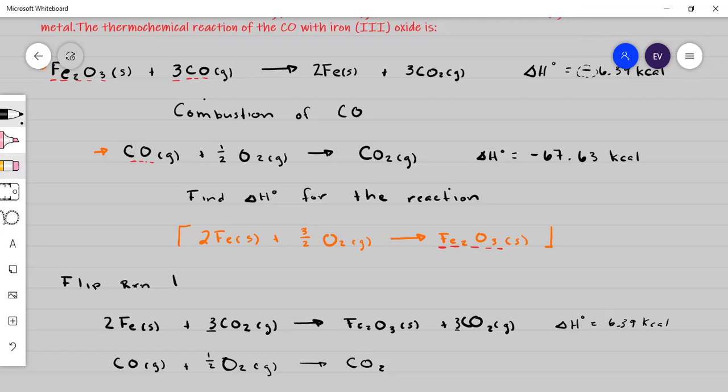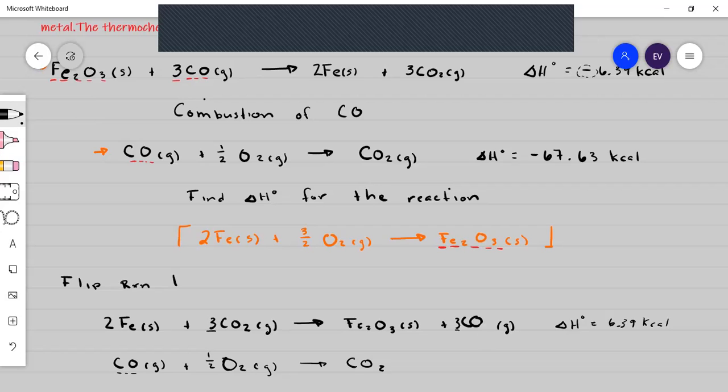Oh, that's supposed to be, yeah, I thought so. There's CO and there is CO2, right? And they're on opposite sides of the arrow. See how the CO is here and the CO is here and the CO2 is here and the CO2 is here? That's what we want because now we can cancel.